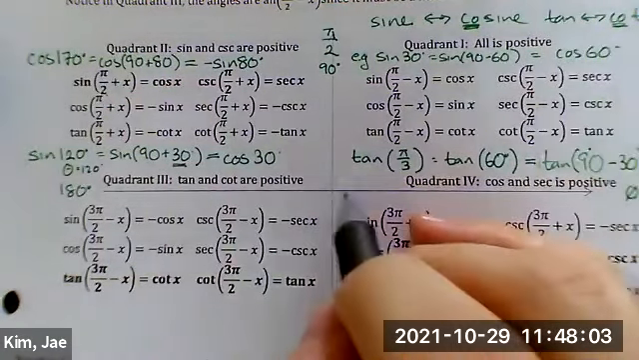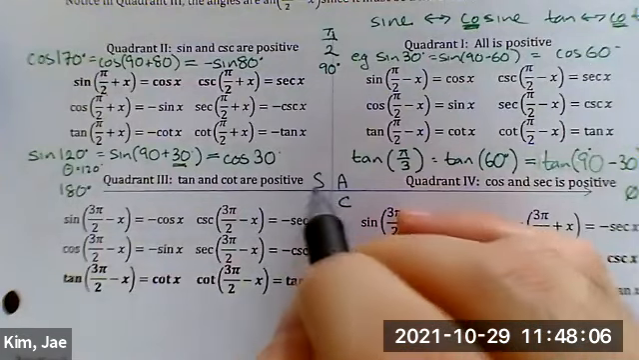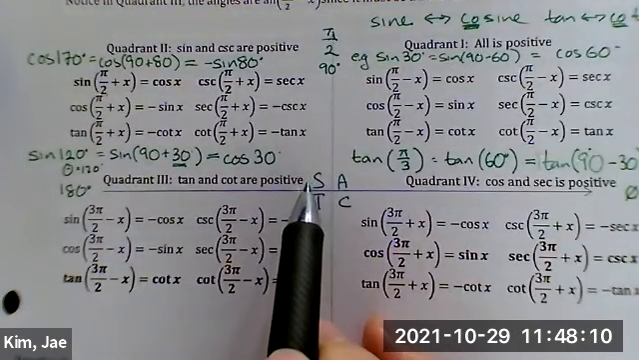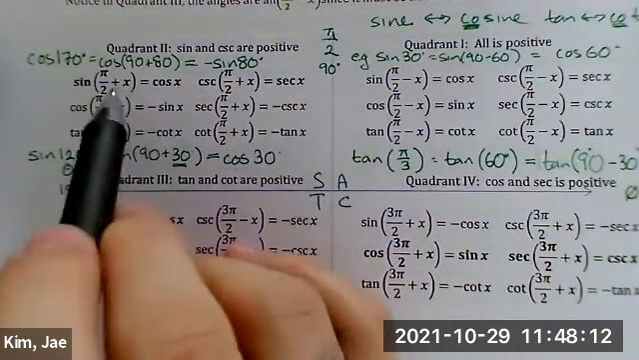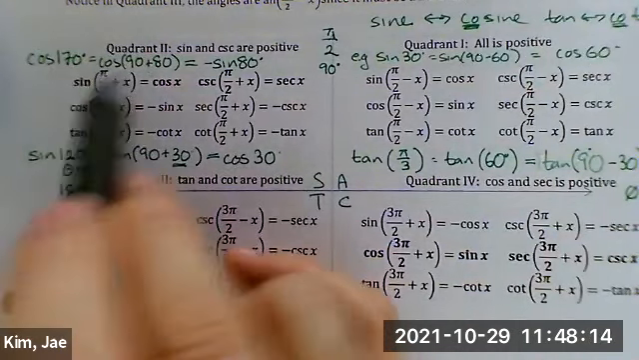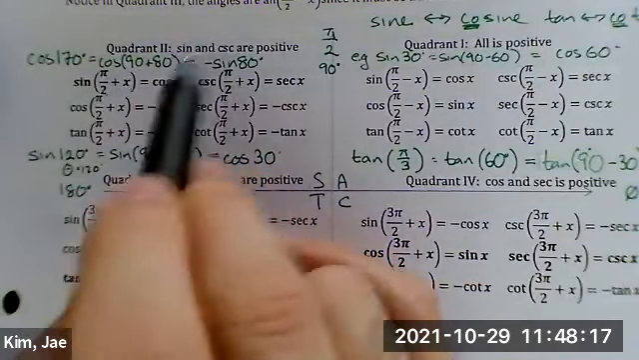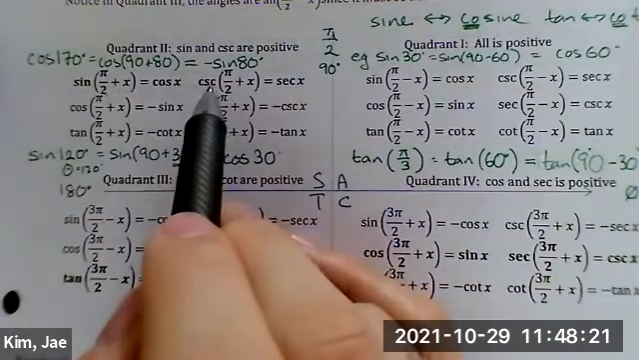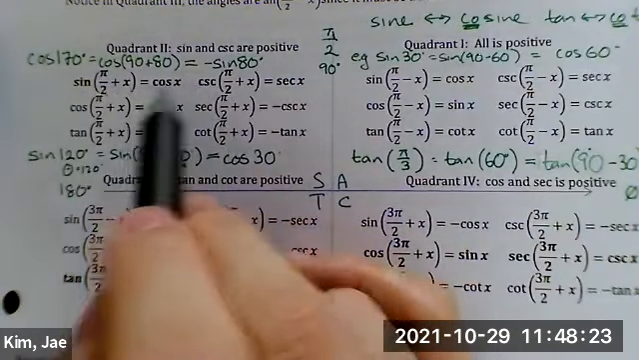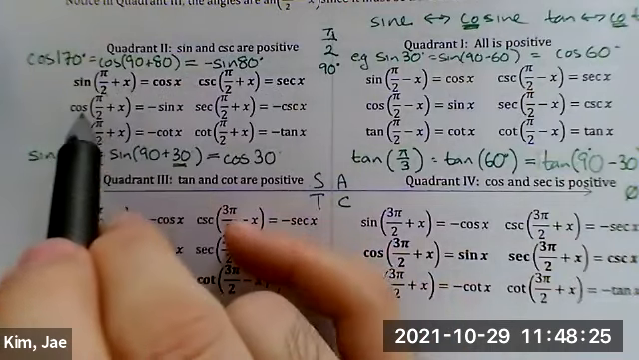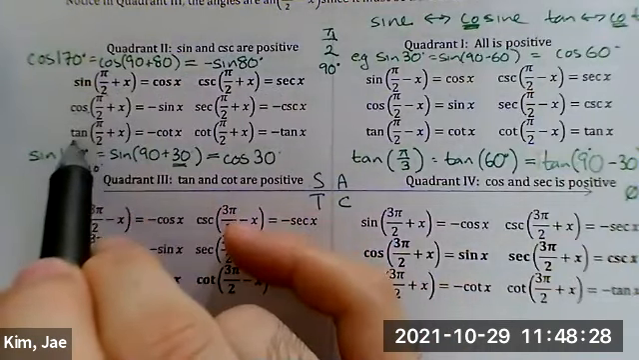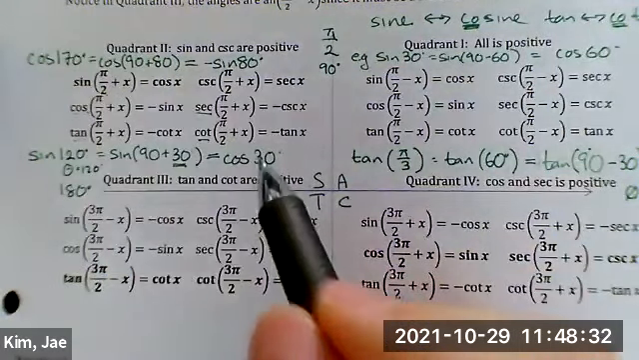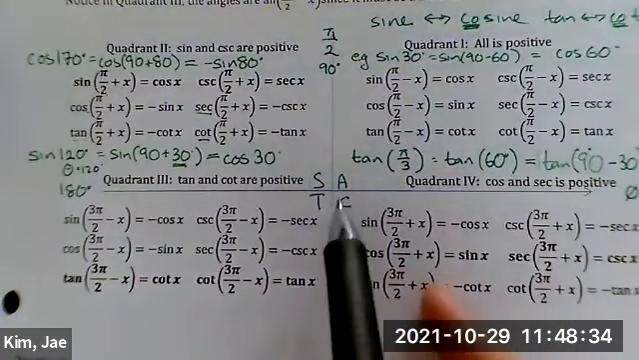If you remember CAST rule, sine is always positive. So sine and cosecant, which is 1 over sine, when they convert to their correlated angle, are going to remain positive. Any other ratio will convert to a negative.